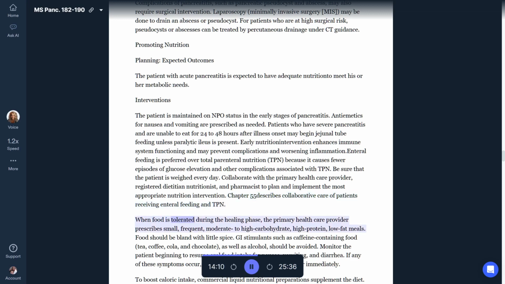When food is tolerated during the healing phase, the primary healthcare provider prescribes small, frequent, moderate to high carbohydrate, high protein, low fat meals. Food should be bland with little spice. GI stimulants such as caffeine-containing food, as well as alcohol, should be avoided. Monitor the patient beginning to resume oral food intake for nausea, vomiting, and diarrhea. If any of these symptoms occur, notify the primary healthcare provider immediately.